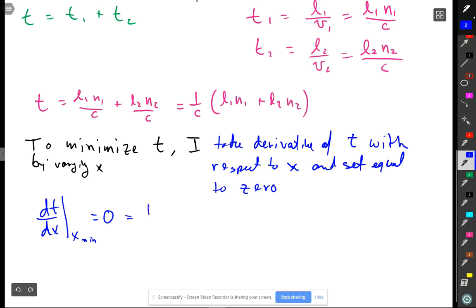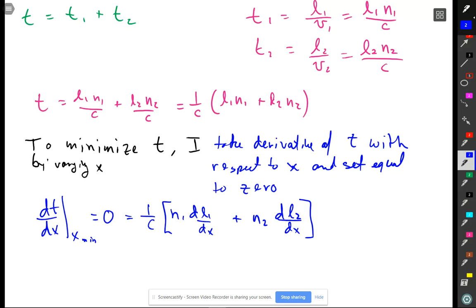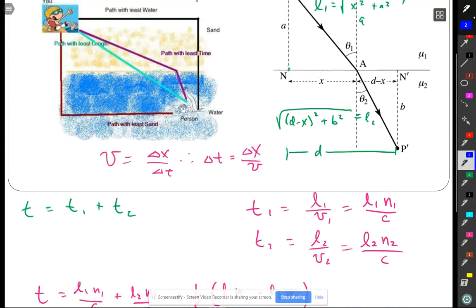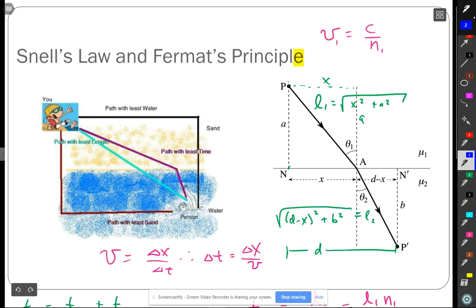So I have 1 over c, that's a constant. n1 is a constant. But L1 depends on x, right? So I'm going to have dL1/dx. And likewise, n2 dL2/dx. So now I just have to find those two derivatives, dL1/dx and dL2/dx. So L1 is the square root of x squared plus a squared. So dL1/dx is equal to, I take derivatives of a square root.